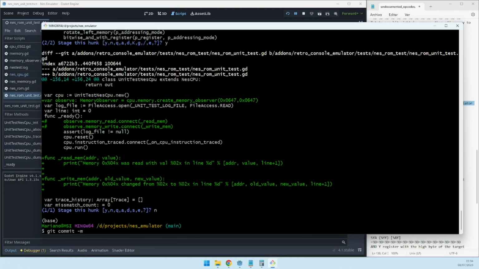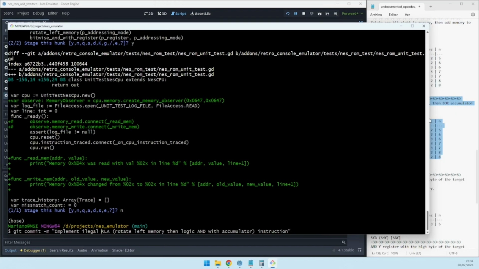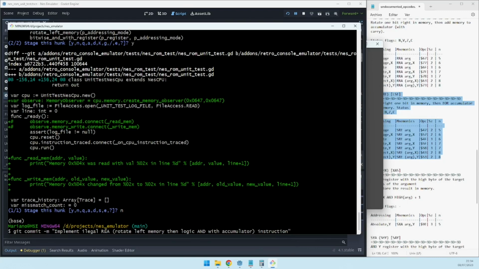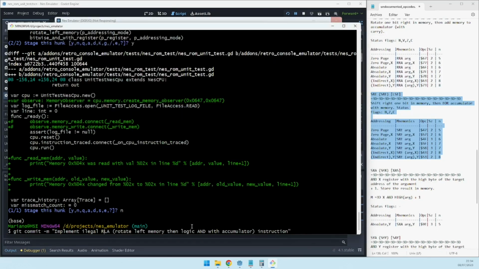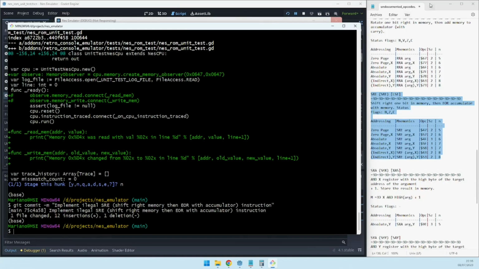Git commit. Let's change this one. So this one was SRE, shift right memory, then exclusive or with accumulator. Awesome. One less.